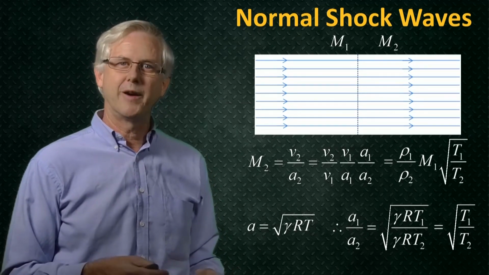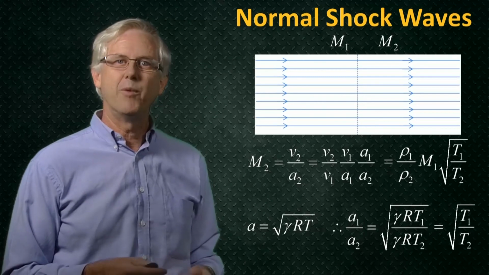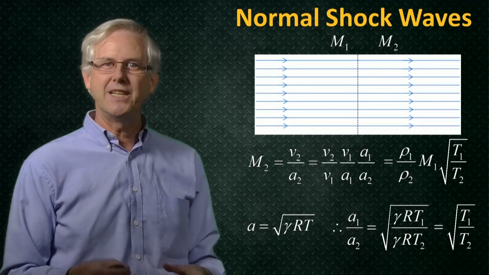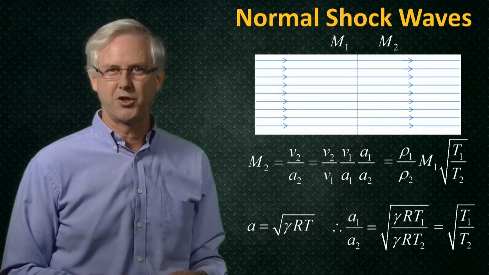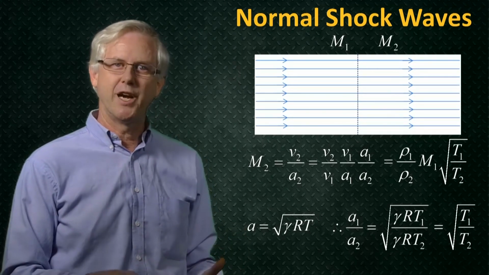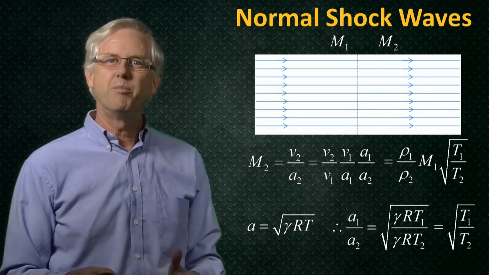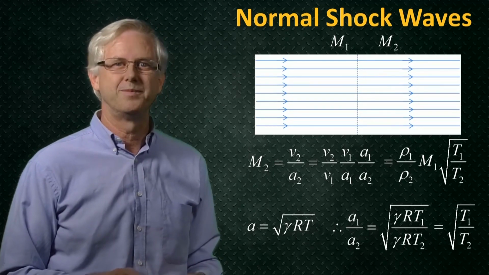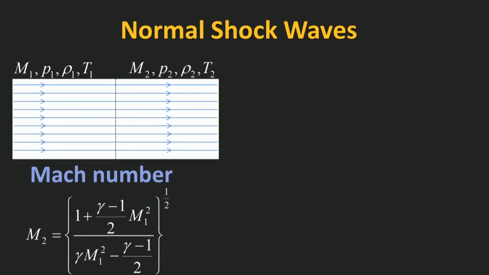We put this in for our expression for a1 over a2, and we have M2 in terms of the Mach number upstream of the shock wave and the density ratio and temperature ratio across the shock. But now we have expressions for both the density ratio and the temperature ratio. So we can put those in and get an expression for the Mach number downstream of a normal shock wave. And here it is. Now, not surprisingly, the Mach number downstream of the shock depends only on M1 and gamma, just as we had for the ratios of various other properties across a shock.